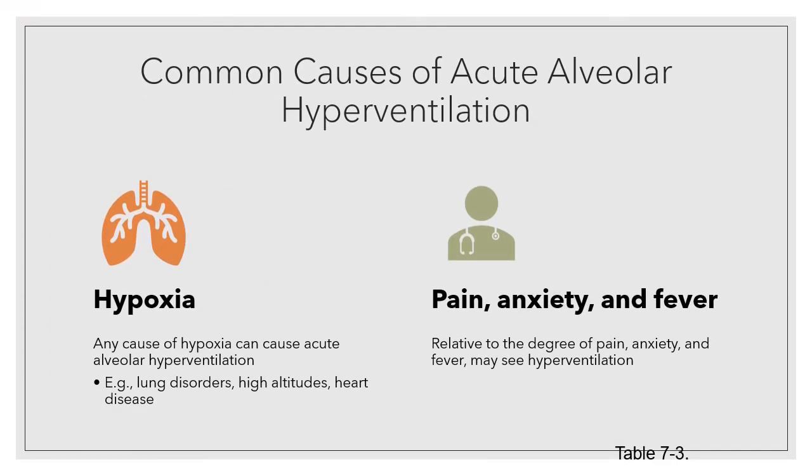Common causes of acute alveolar hyperventilation include hypoxia. Any cause of hypoxia can cause acute alveolar hyperventilation: lung disorders, high altitudes, or heart disease. Pain, anxiety, and fever can also increase respiratory rate, leading to acute alveolar hyperventilation. Depending on the degree of pain, anxiety, or fever, we may see acute diminishment of the PaCO2, leading to a rise in the pH.